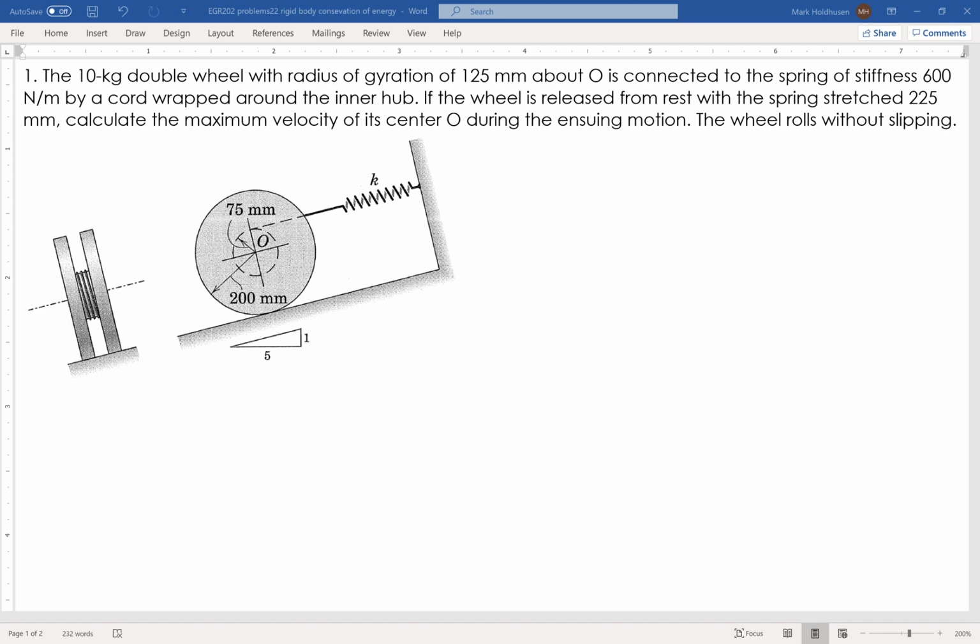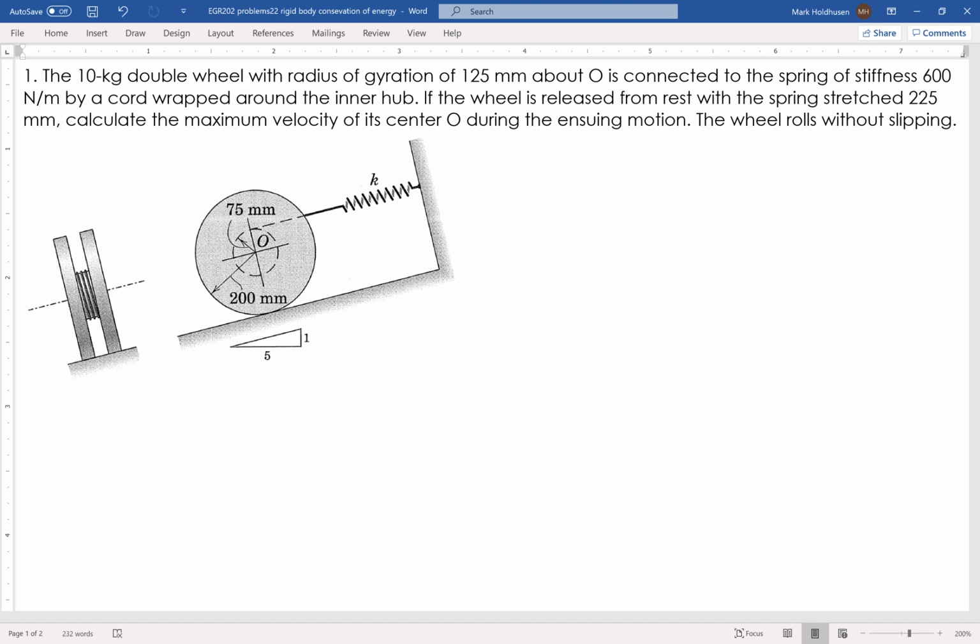Okay, in this problem, we've got a double wheel, 10 kilograms, with a radius of gyration. It's got a spring attached to it with a cord around the inner hub. Release from rest. The spring is stretched 25 millimeters. Calculate the maximum velocity of the center O during the ensuing motion.